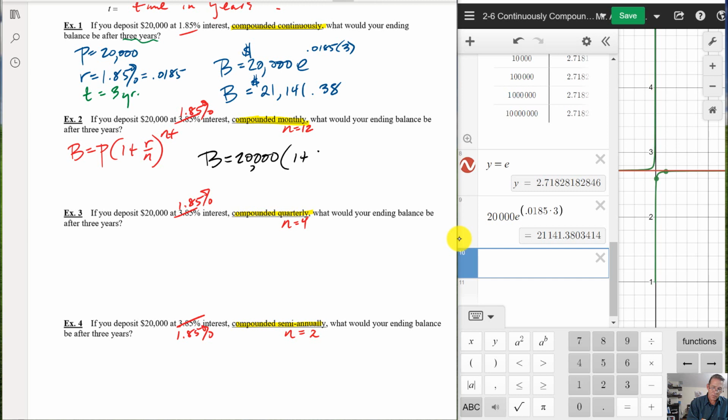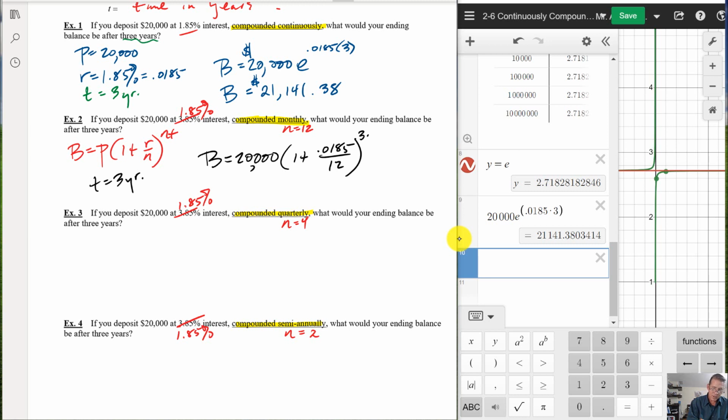Okay, so let's go. 0.0185. We've got to divide it by n, which is 12, because we're doing this monthly. So that gives you your monthly periodic rate raised to the nt power. So here n is 12, but t is 3. t is 3 years.